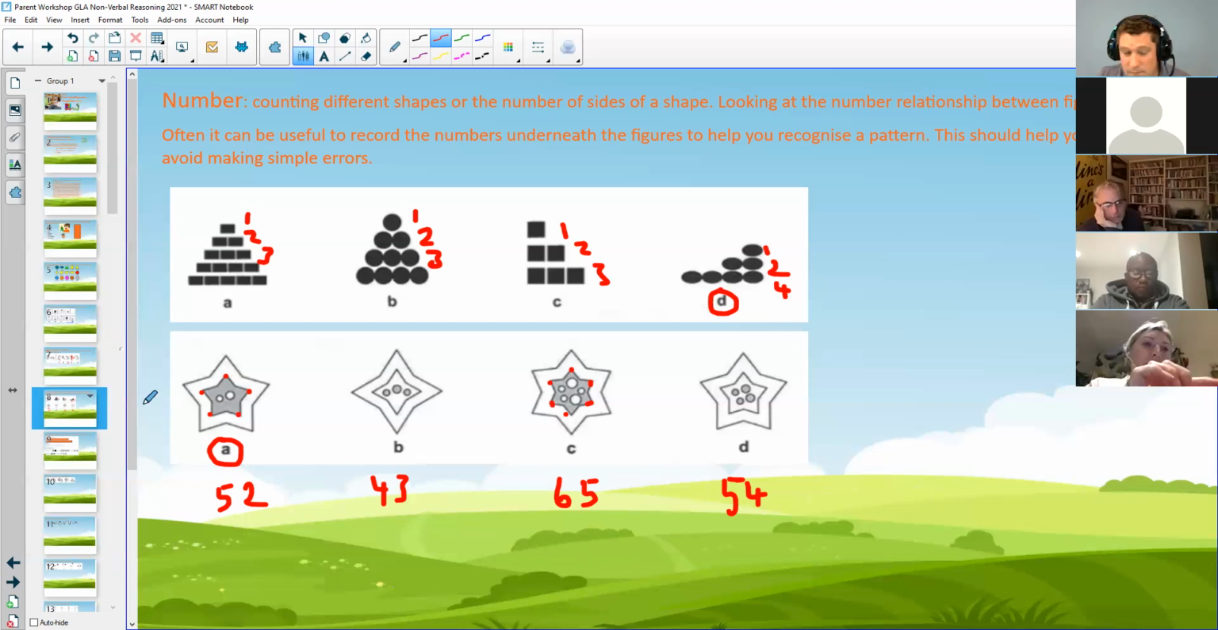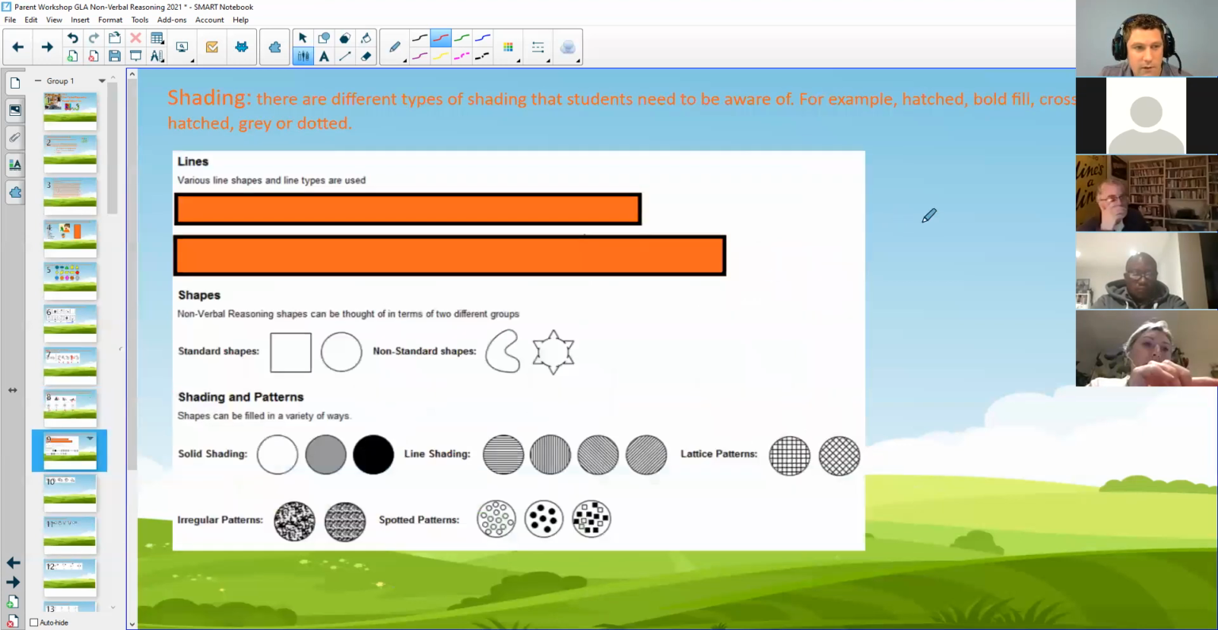So that's number. And the next one is shading. Now, unfortunately, children are always very disappointed with non-verbal, that it only appears in grey, black, and white, and they often say, oh, why can't we have more colours involved? But I'm afraid that is the way that the questions are presented to children. They don't use a variety of colours. They tend to just focus on black, grey, or white. But what they can do is vary things like line type, the way that they actually shade things in.